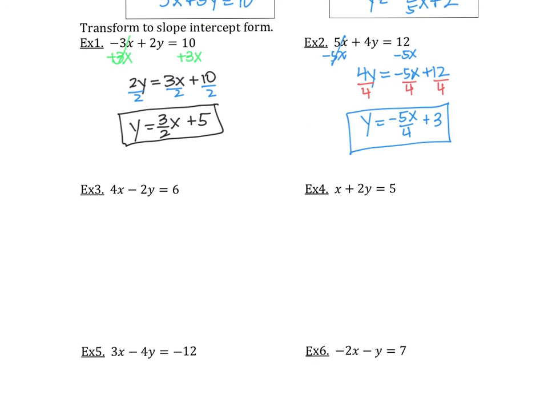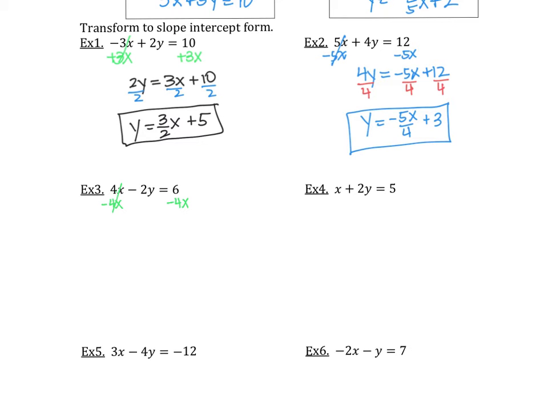We're going to do some more of these. So for example 3, 4x minus 2y equals 6. I want to get the y by itself, so I want to cancel the x part of it. This is a positive 4x, so I'm going to minus 4x.